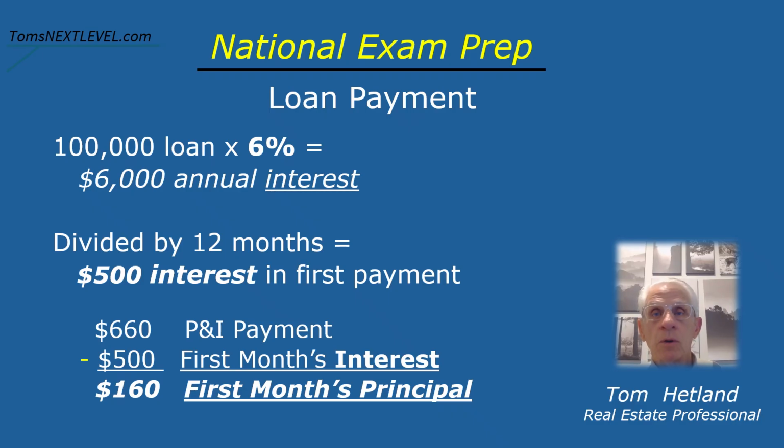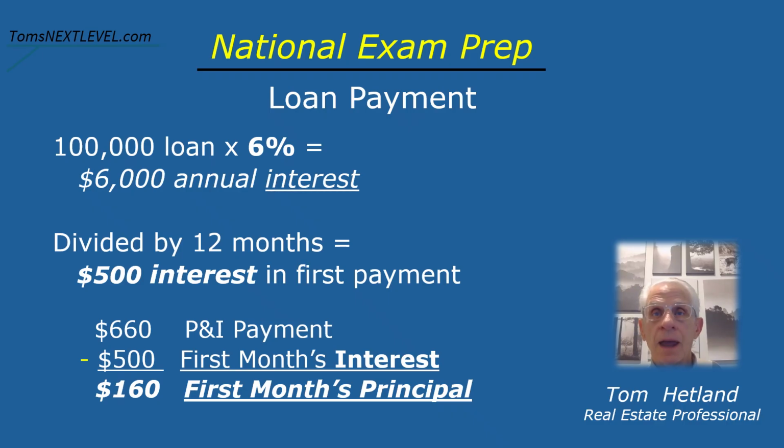$100,000. And we know the interest rate is 6%. So what's the annual interest on a $100,000 loan at 6%? The annual interest is going to be $6,000. You multiply those two numbers and you get $6,000. But that's the annual interest. And we have to break that into a monthly segment, okay?